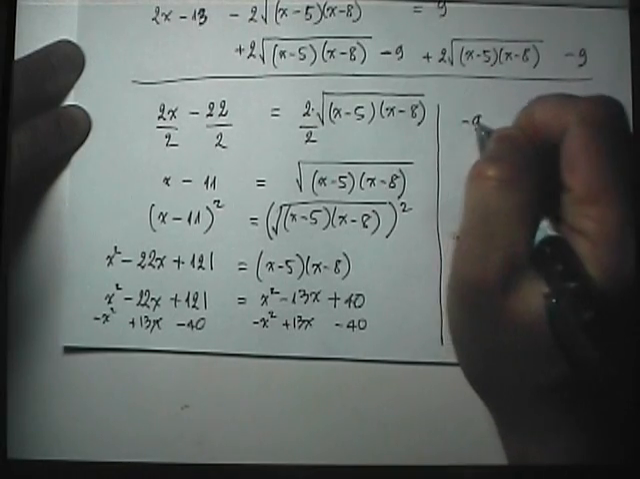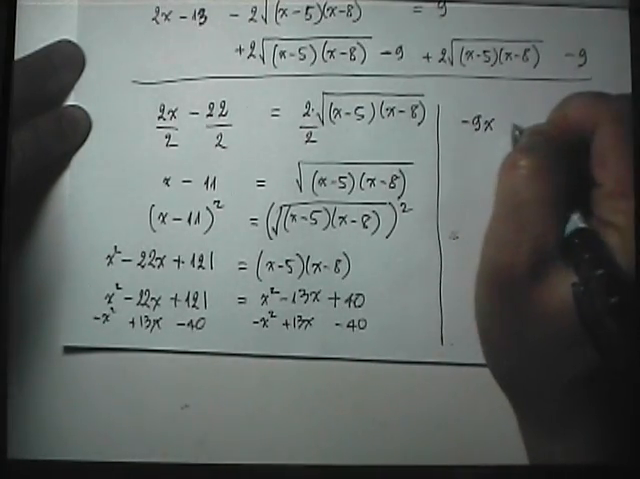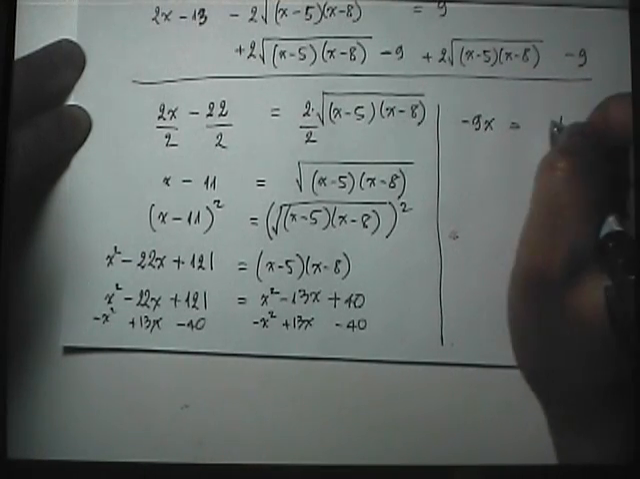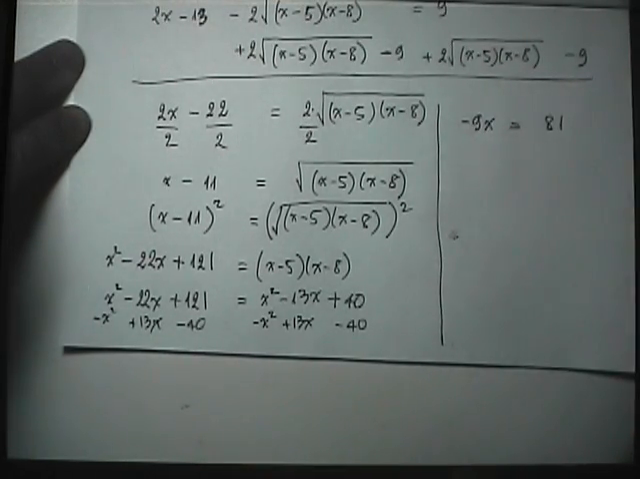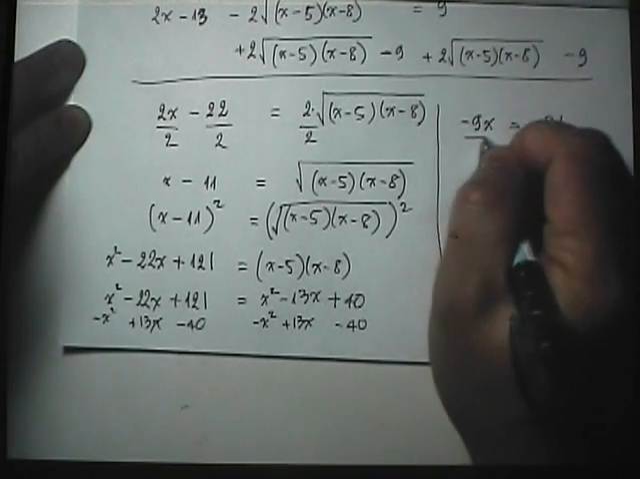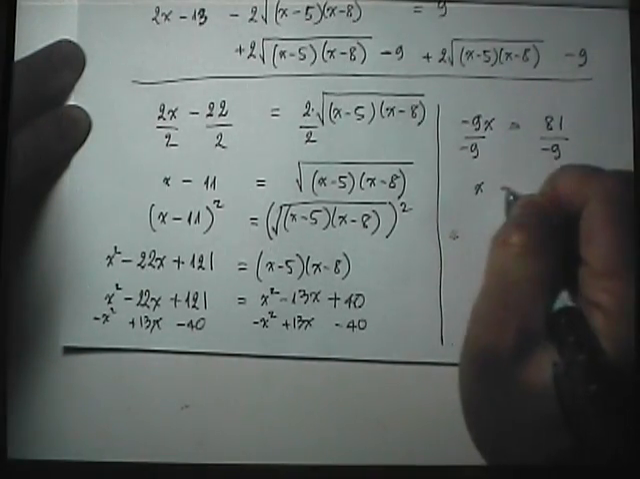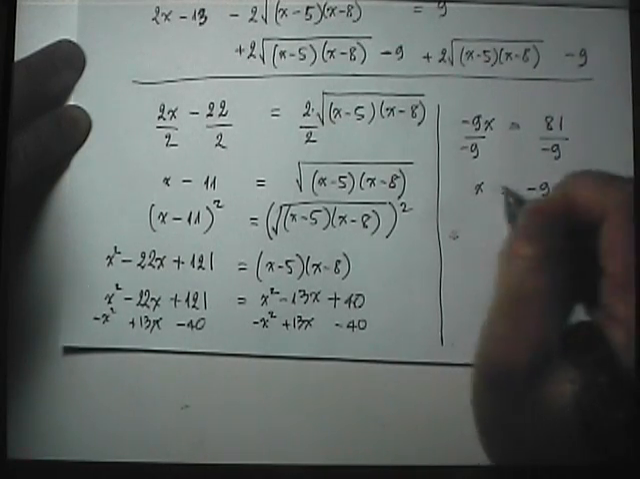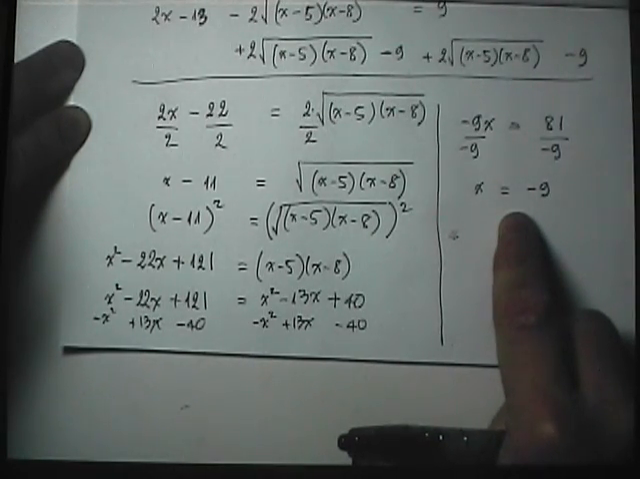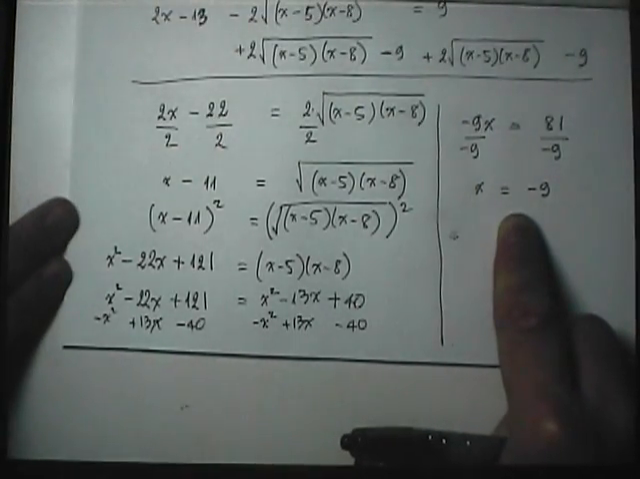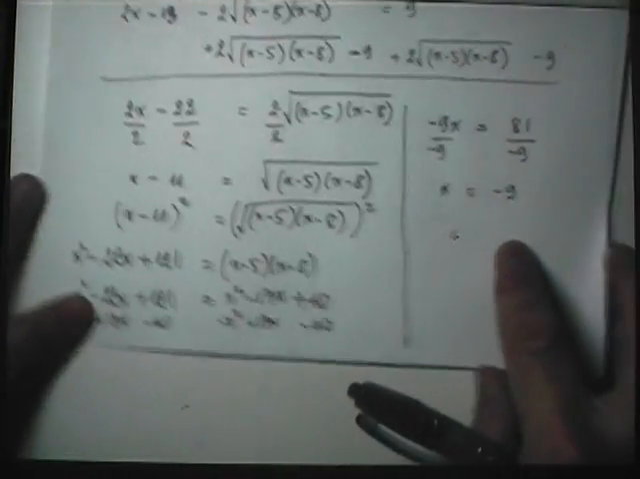minus 9x equals 81 on the right hand side. So solving for x, divide both sides by negative 9. And that gives me x equals 9 again. Once again, here's my answer, and that's the only answer so far. Do not rush into circling that as your final answer. You need to check your work.